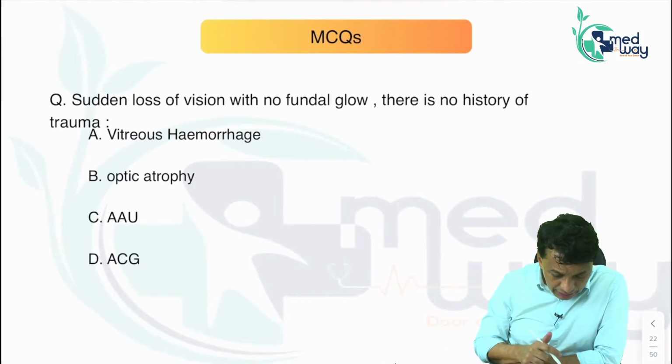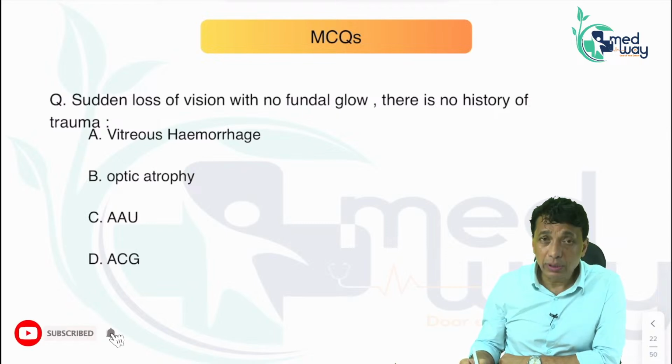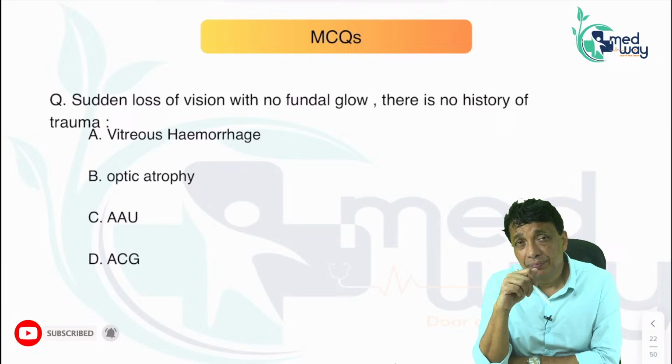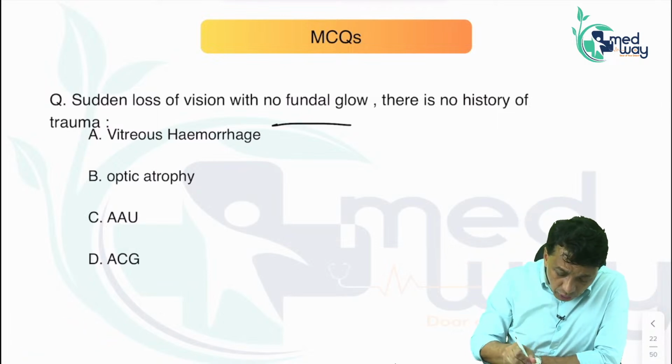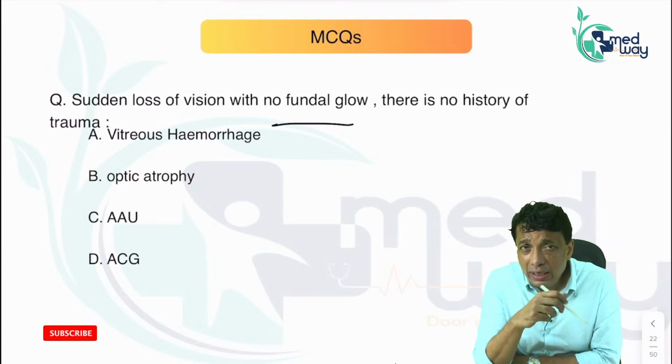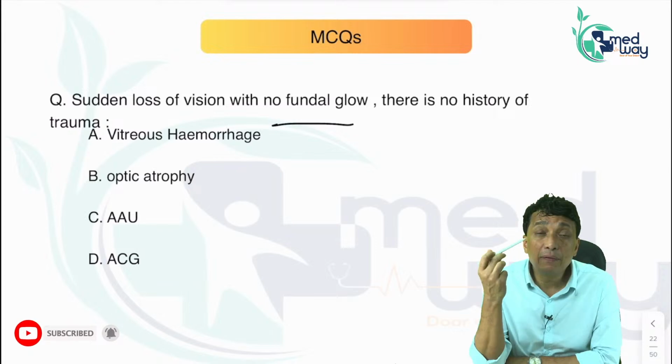Then the next question is sudden loss of vision with no fundal glow and there is no history of trauma. So, you have sudden loss of vision, and there is no history of trauma, but there is no fundal glow. Now, what is this fundal glow? Remember, in the normal eye, when you take a direct ophthalmoscope, you see a normal red glow.